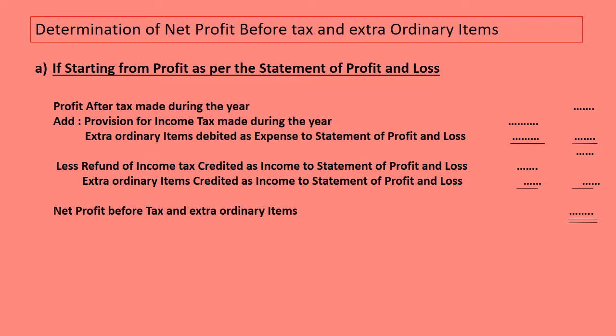Extraordinary items debited as expense to the statement of profit and loss also are to be added, because it is an extraordinary item, that is an expense which will not occur regularly. From that, we have to deduct refund of income tax credited as income to the statement of profit and loss, and then deduct extraordinary items credited as income to the statement of profit and loss. Then we will get the net profit before tax and extraordinary items.